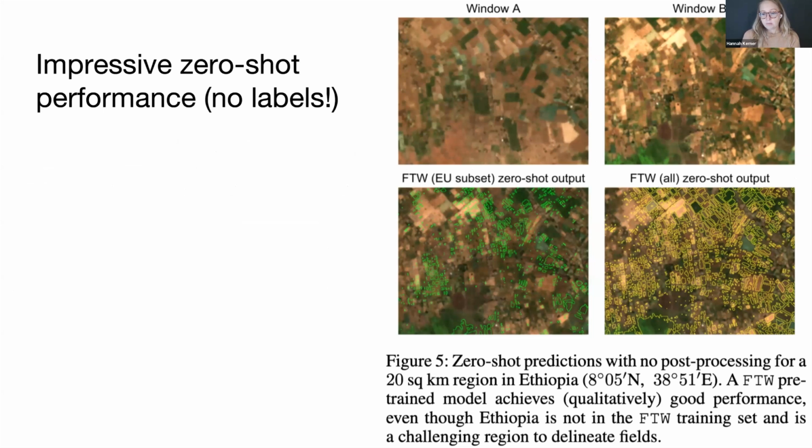And we've seen some pretty good results in some really challenging areas. For example, in Ethiopia, where field boundary delineation is extremely difficult, without any additional training data in that region, just using a Fields of the World model out of the box, we get some pretty promising starting performance, which is in the bottom right.